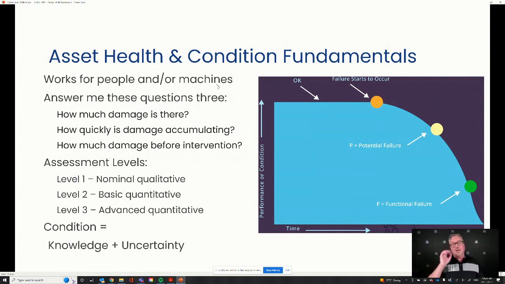So in a nutshell, if we're going to perform asset health and condition on our assets, I want to know three questions. So answer me these questions three. How much damage is there? How quickly is that damage accumulating? And how much damage can we accumulate before I need to intervene? And that third one's the hardest. So look, those are three simple questions. So in principle, it sounds easy. In practice, it's actually very, very hard, right?